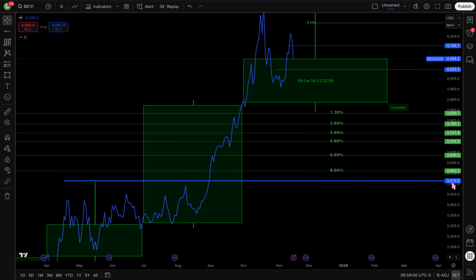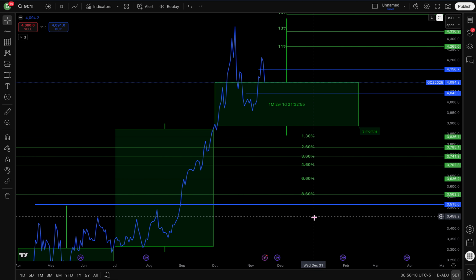3,515. So you can see that price is here, right? Price can easily come all the way back down to this level right here. Easily. Because you gotta think it's an area that has not been tapped back into. So I can definitely see that happening. But at the end of the day, it's anticipation. You really don't know. You have to go by what price is showing you.